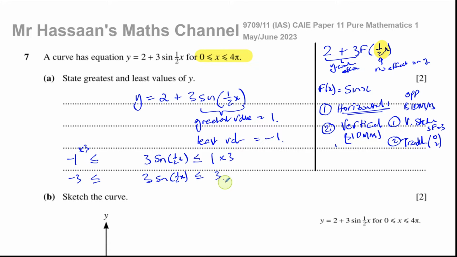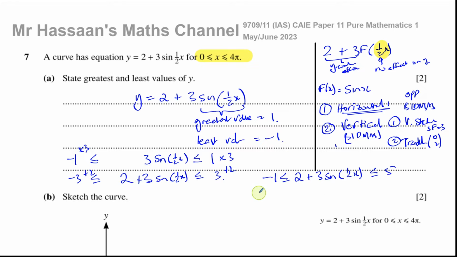And then we have to deal with the vertical translation, which is add 2. So we add 2 to this and add 2 to this, and this will be 2 plus 3 sine of a half x. So minus 3 plus 2 is negative 1, and 3 plus 2 is 5. So our final answer is going to look like this: minus 1 is less than or equal to 2 plus 3 sine of a half x, less than or equal to 5.